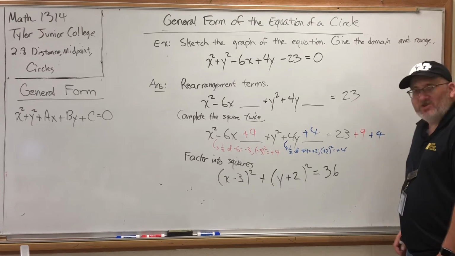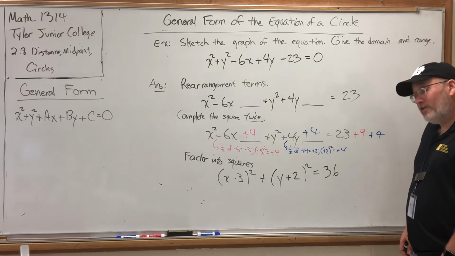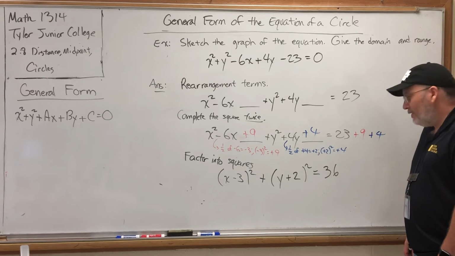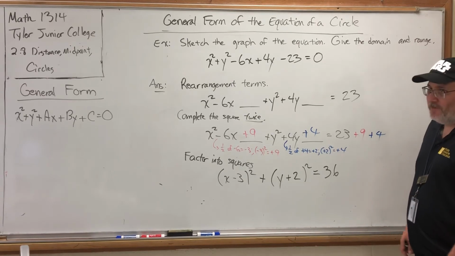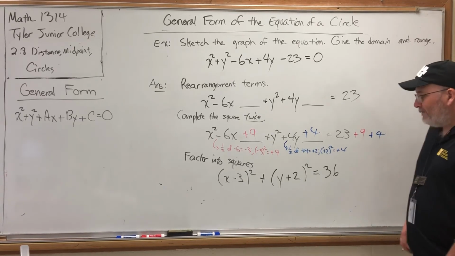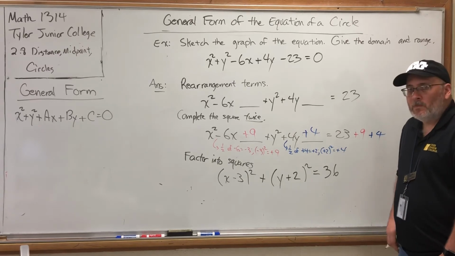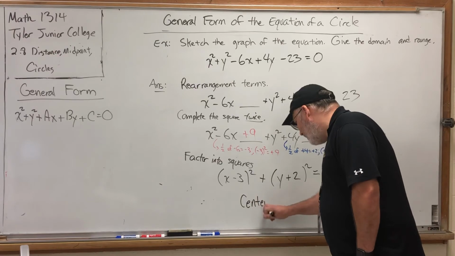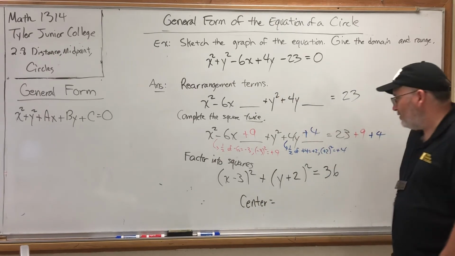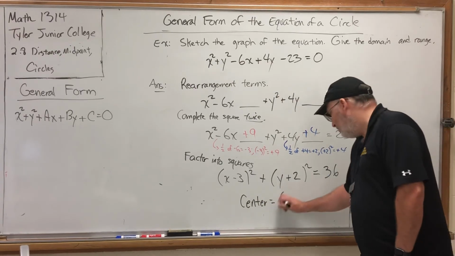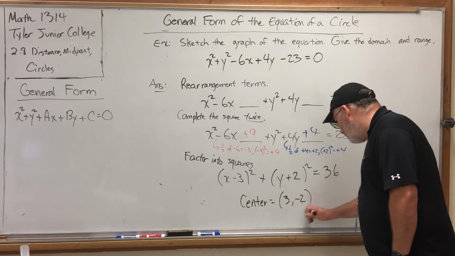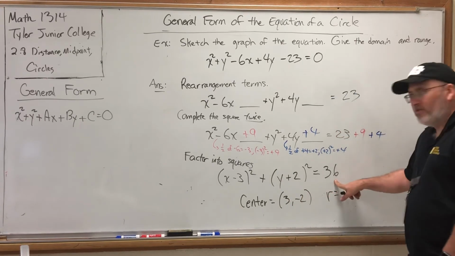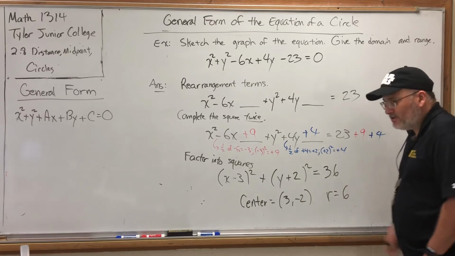But doesn't this equation look familiar? Especially if you watched the last video. This is the equation from the last video. So we've already graphed this. We found its center, just to state it again. The center you get by removing the numbers after the x and the y, but you change their signs. So 3 and -2. The radius is the square root of this number, so the radius is 6.